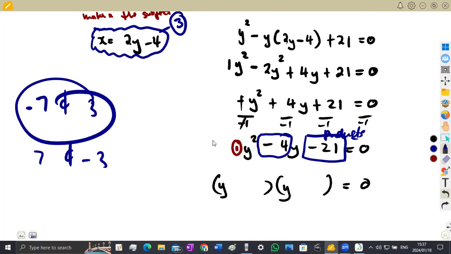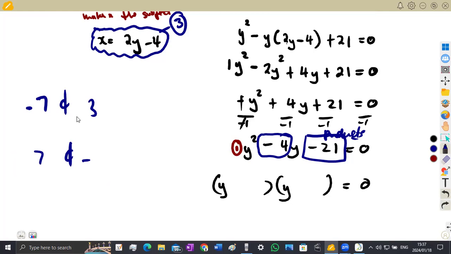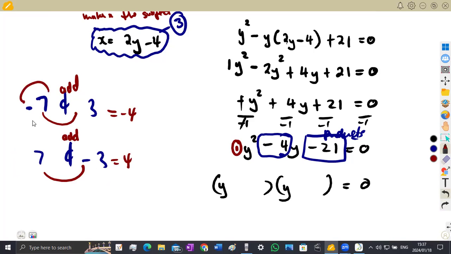If we multiply this, we get -21. If we multiply this, we get -21. But which pair, when we add, is going to give us -4? That is the condition there. If we add these two, truly here, we're going to get -4. But if we add these two, we're going to get +4, not a negative. So the ones that give us -4 are -7 and 3. So here we're going to have y -7, y +3.